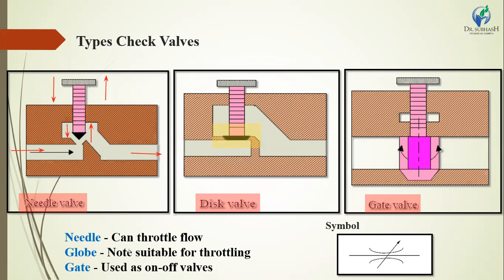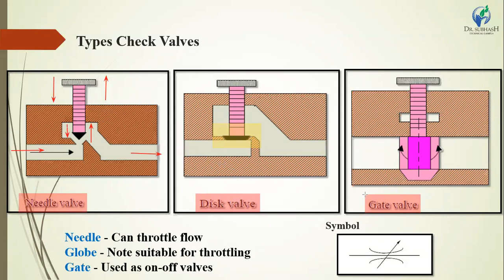The needle valve can throttle the flow, and this type of portion is known as a throttling process. This area is the nozzle type. The needle valve can throttle the flow. The second is the disc valve. The disc valve is also known as a globe valve. It is not suitable for a throttling process, because the spacing between the seat and needle is very large.